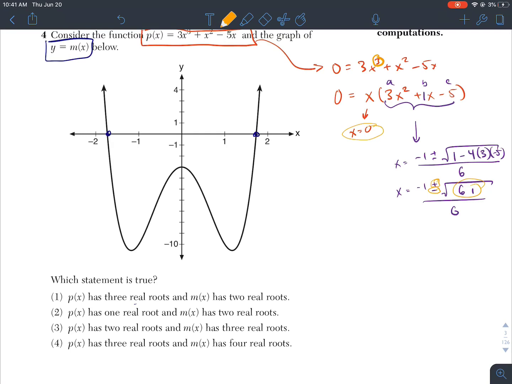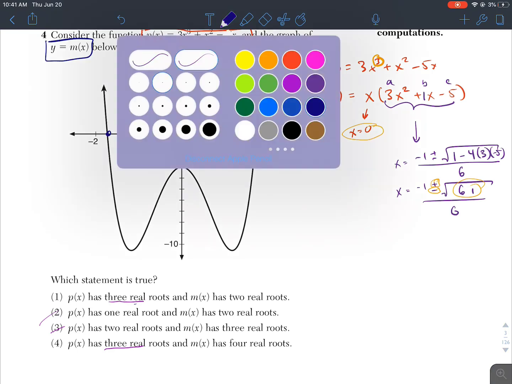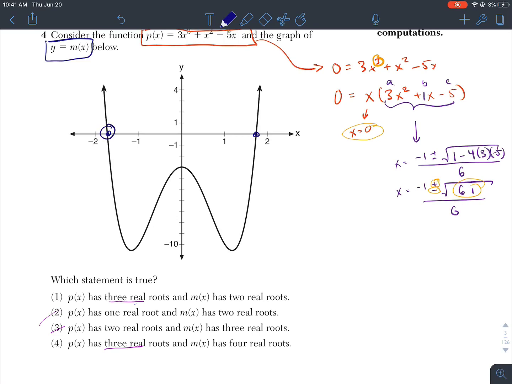So we can eliminate choice 2 and choice 3 because p of x needs to have 3 real roots. For m of x is the one that's graphed below. The roots of this are when it's 0, so we have those as our x-intercepts. So m of x has 2 real roots, not this one. So it's choice 1.